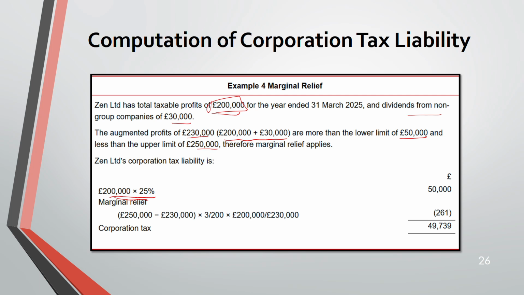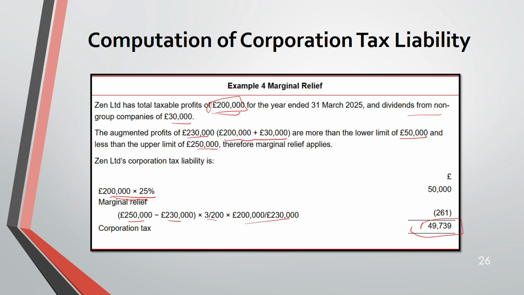Do not calculate corporation tax on augmented profit. Most students make this mistake; they start calculating corporation tax on the augmented profit of 230. No, it's on TTP. So 200 into 25%, which is the main rate. Then you deduct the marginal relief, by the formula. What is your upper limit? 250. What is augmented? 230. What is the standard fraction? 3 divided by 200. Here you have to include the fraction TTP divided by augmented profit, because they are not the same: TTP is 200, augmented is 230. The marginal relief is 261, so this gives your corporation tax.